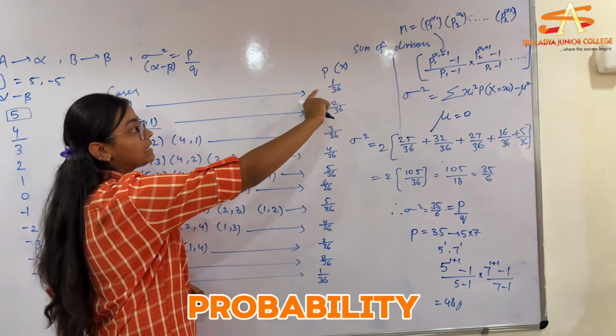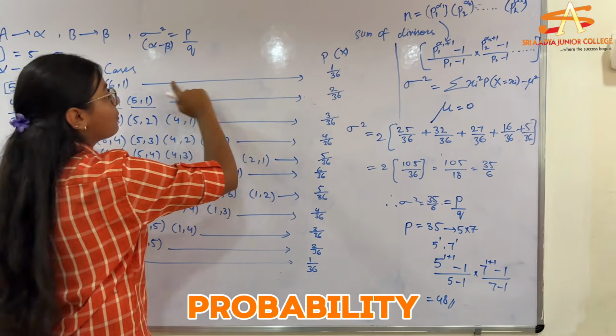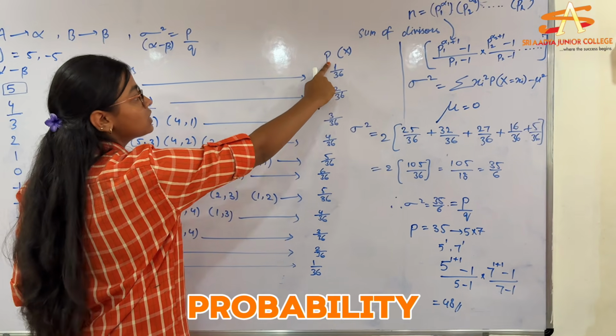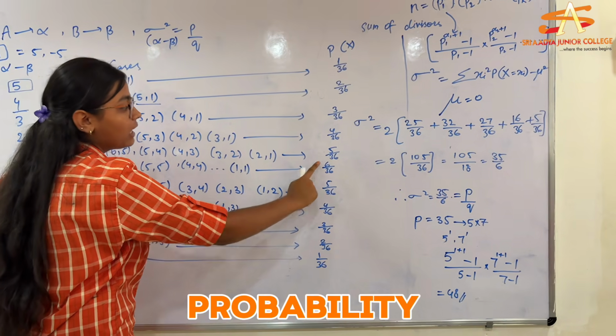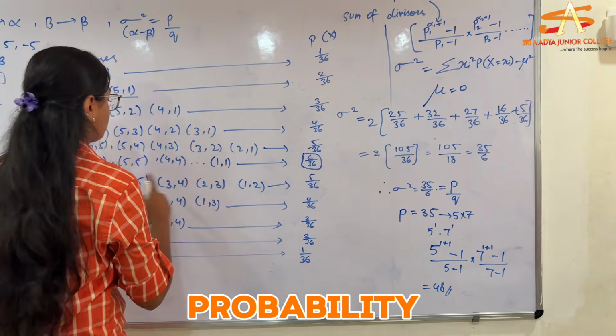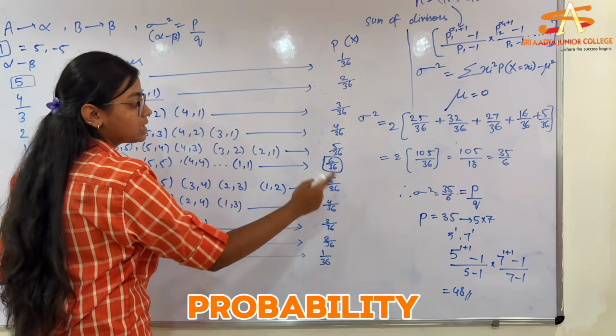So here P of x, that is the probability distribution, we only have one case, and the total number of outcomes is 36. So 1 by 36, 2 by 36, and so on till we get 6 by 36 as it is 0 and we have 6 cases. And these numbers repeat again.